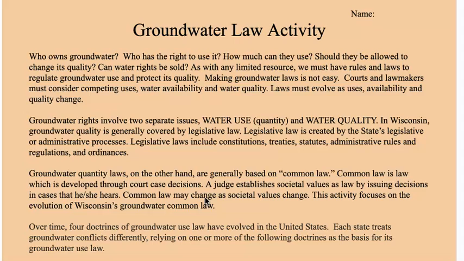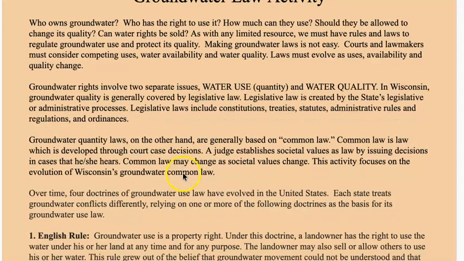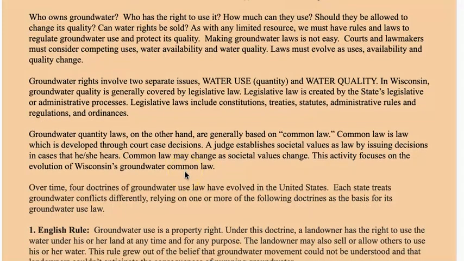Making groundwater laws is not easy. Courts and lawmakers must consider competing uses, water availability, and water quality. Laws must evolve as uses, availability, and quality change. Groundwater rights involve two separate issues: water use, how much you're going to use, the quantity, and water quality. In other words, is it good, clean water?